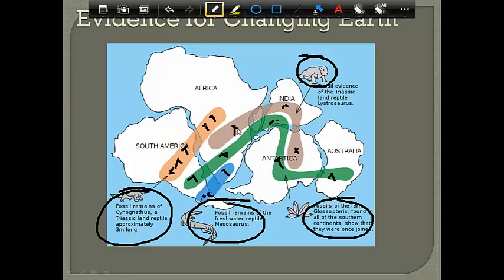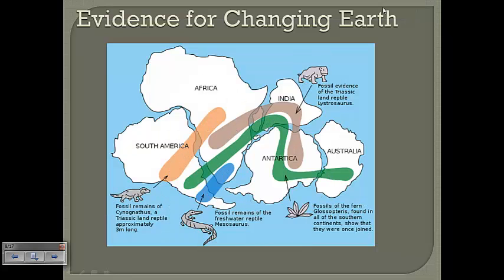So the fact that we find the same fossils in the same time periods on continents that are now separated leads scientists to hypothesize that these continents must have been connected at some point. So not only are we seeing changes in the things that lived on the planet, but also changes in how the planet itself looked. Okay, now on to other evidence for evolution and common descent.